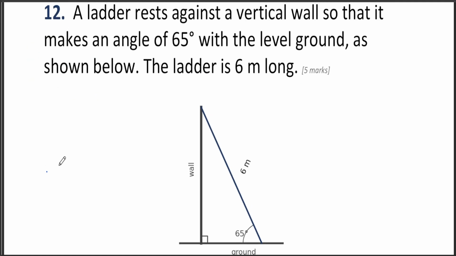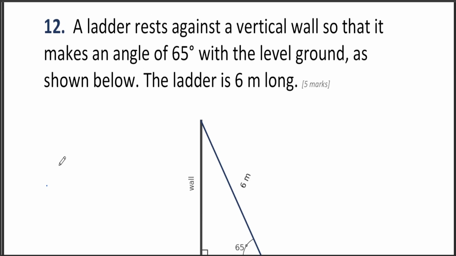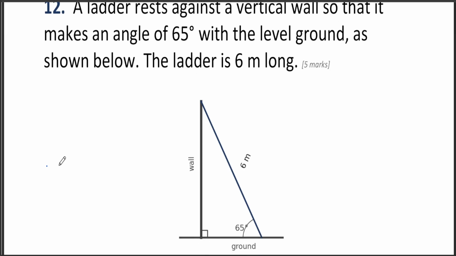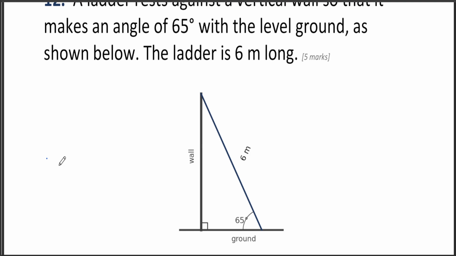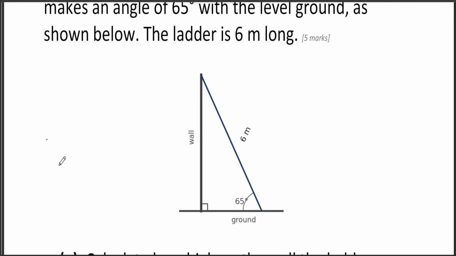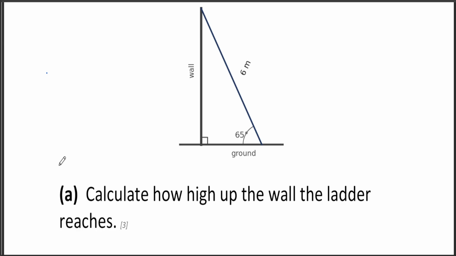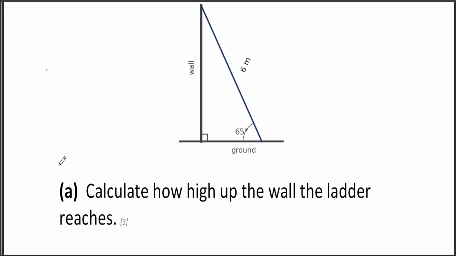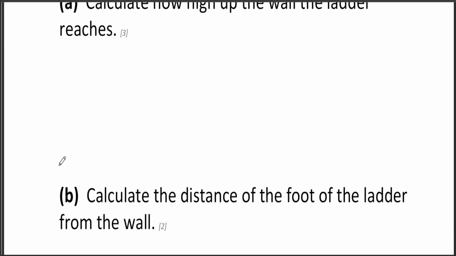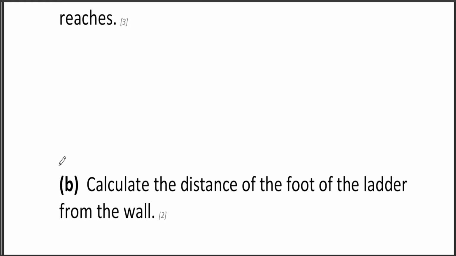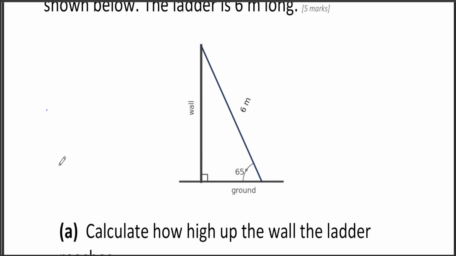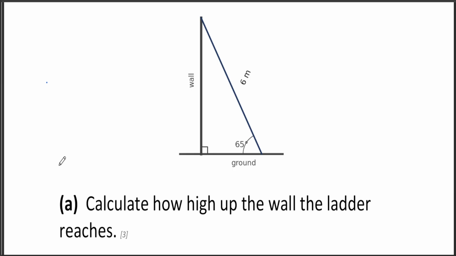Question 12. A ladder rests against a vertical wall so that it makes an angle of 65 degrees with the level ground as shown below. So this is the ladder that you have here. The ladder is 6 meters long. You have the wall. Now, most of the questions is usually asking you how high up the wall the ladder reaches. And the second question, calculate the distance of the foot of the ladder from the wall. So ukiangalia swali la kwanza is mostly is asking you to calculate for the height of that wall.